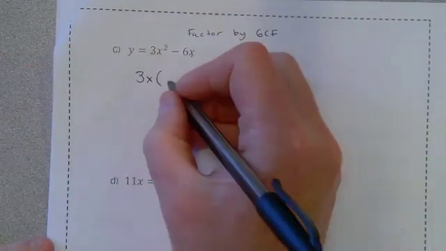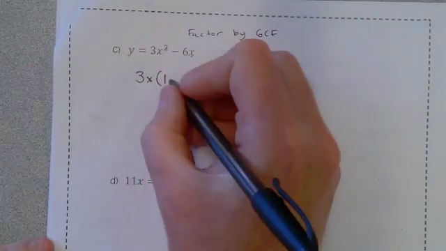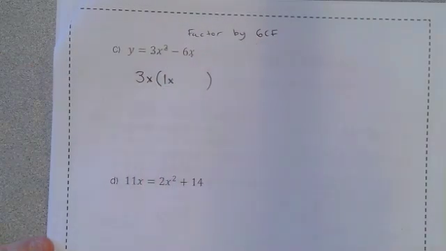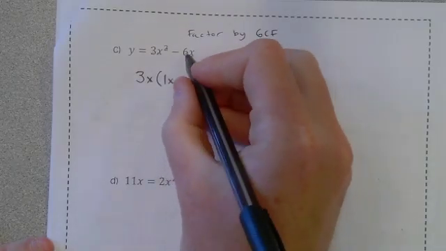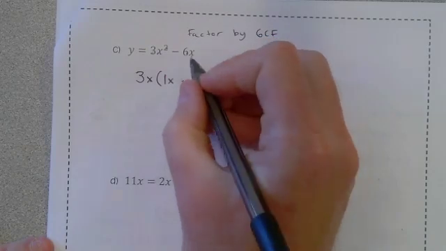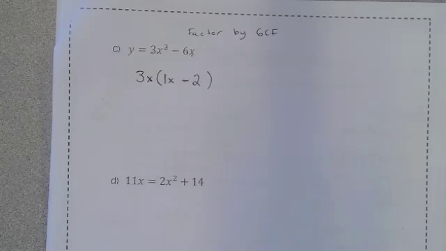All right, 3 divided by 3 is 1. I had two x's, but I've removed one of the x's, so I have one x left there. Minus 6 divided by 3 is 2. And then x, remove an x, leaves no x's behind.